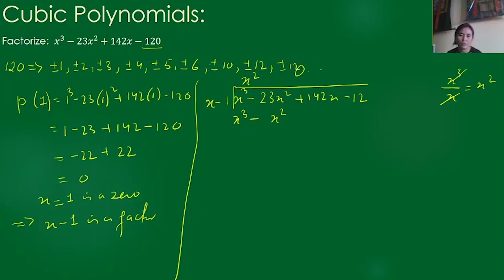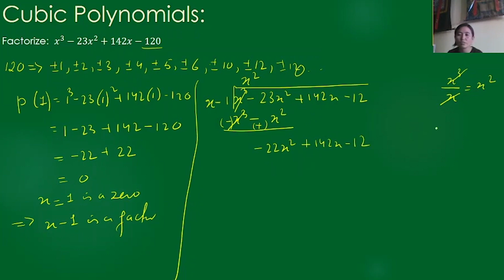So we subtract this. When you subtract this, this plus becomes minus, this minus becomes plus. So x cubed minus x cubed gets cancelled. So minus 23x square plus x square, you will get minus 22x square, and we'll copy whatever is left, that is plus 142x minus 120.